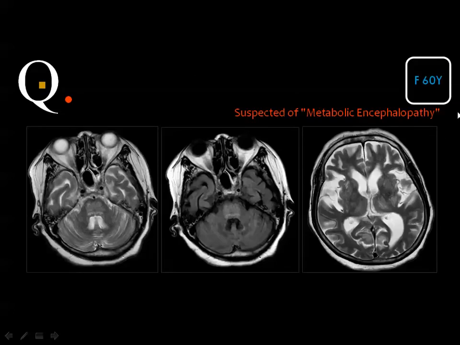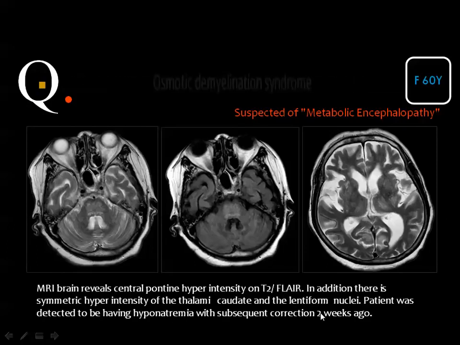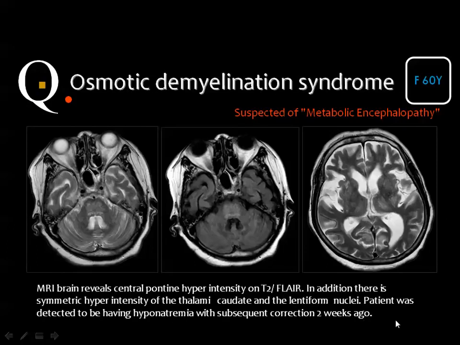60 years old female suspected to have metabolic encephalopathy, and this is axial T2, and this is axial FLAIR, and this is axial T2 also. Showing a diffuse area of increased signal in the T2 and the FLAIR weighted images in the pons, with minor similar changes in the basal ganglia and thalamus. Yes, central pontine and extrapontine myelinolysis or osmotic demyelination syndrome.